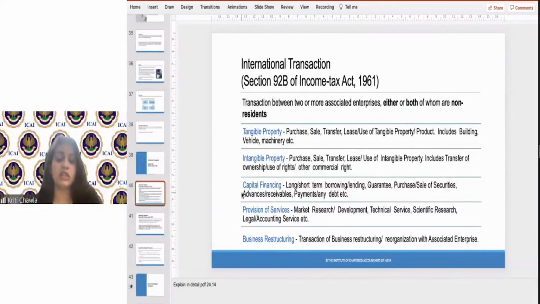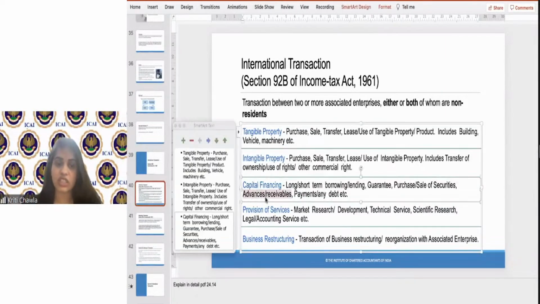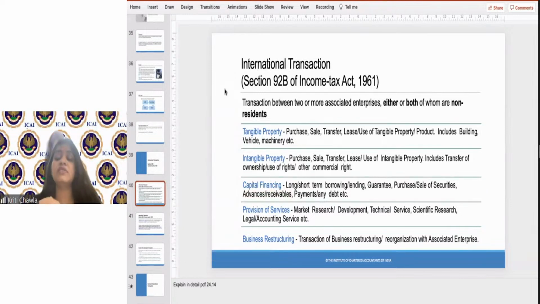Well, because the language of the section is worded that even if there are advances, even if there are receivables, even if there are payables which are occurring out of a particular transaction, even those year-end balances between two related enterprises will also be considered as an international transaction by virtue of section 92B.